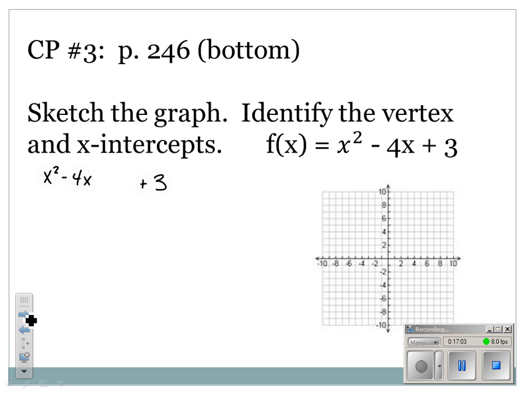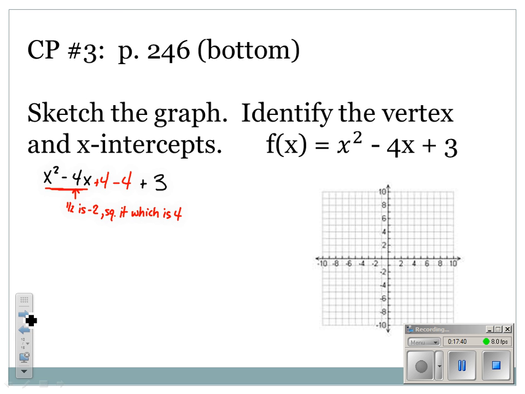So let's do one of these things again, where we're going to take half of this, half of that's negative 2, square it, which is 4. We want to get a 4 onto this much of our function. So I'm going to add 4, but in the same breath I'm going to subtract 4. That way technically I've added 0 to it.